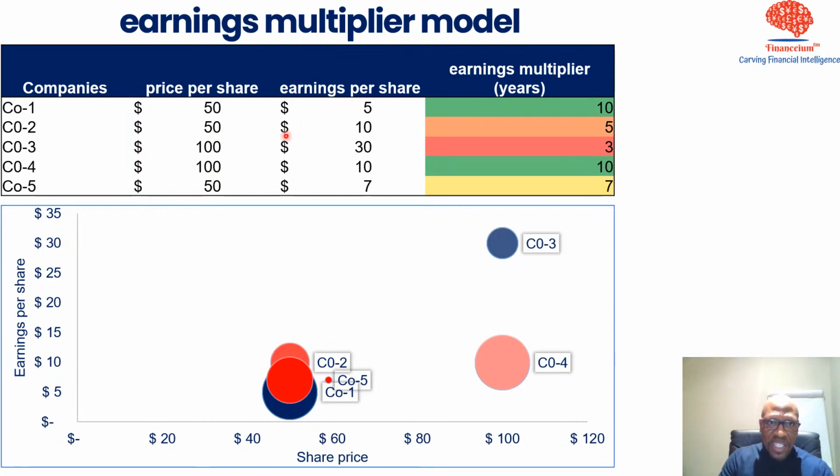And when you look at the second company, they've got the same price per share of 50, but different earnings per share, and in this case, you can see the earnings multiplier here is 5. And the third one, with 130, gives you an earnings multiplier of 3. And so goes 4 and 5. It's really arithmetic, where you're just taking the price per share and dividing it by the earnings per share.